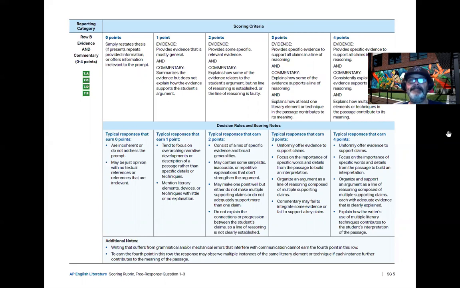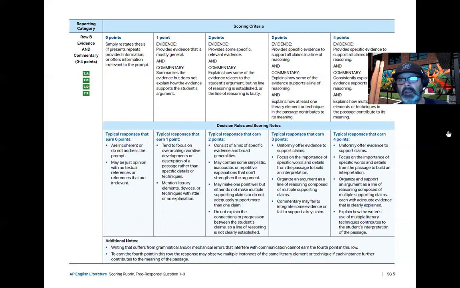2 is where some of the evidence relates to your argument, but there's no line of reasoning, that is, your ideas are not established, or it's faulty, it's incoherent. But there's something there. Now for 3 points, 3 is good. And what you have is one section of the essay that has good evidence, reasoning, commentary. It explains a literary element or a technique in the passage that contributes to the meaning. It's okay in the other ones, but definitely in one, it's solid, and you'll get a 3.